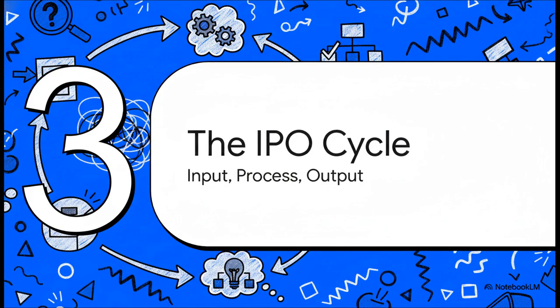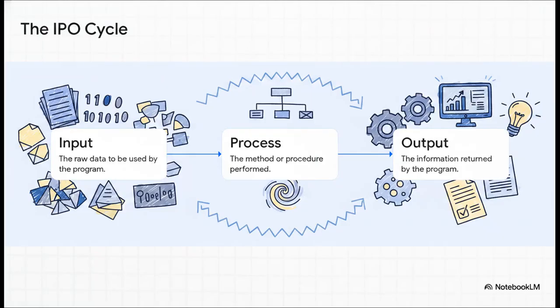Next up, Section 3, the input-process-output cycle. The IPO cycle breaks down into 3 distinct, highly sequential phases that really guide how a program reads and returns information. First up, we have the input, which is basically the raw data or materials being used. Second is the process. That's the actual method, calculation, or procedure performed on that data. And third is the output, the final information or result returned by the program. Honestly, pretty much every digital action you take follows this exact rhythm.